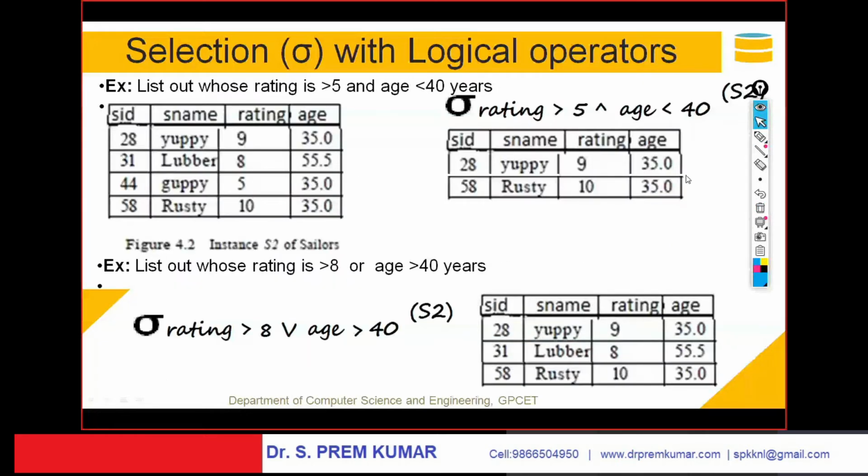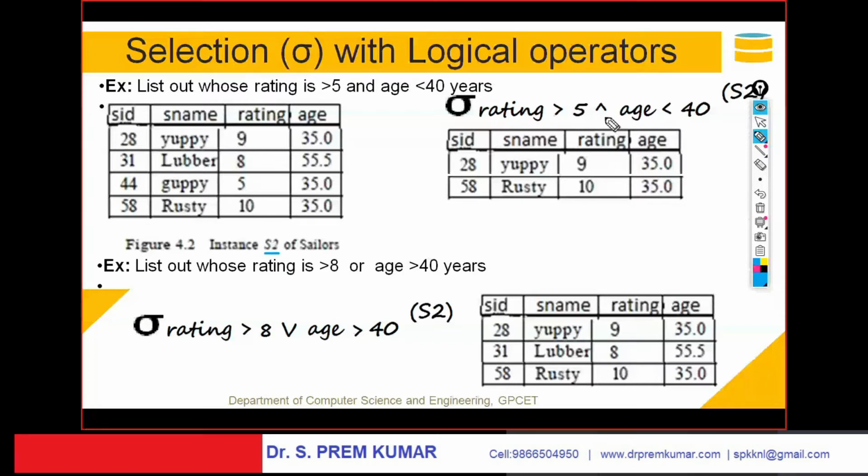Selection with logical operators. We already discussed one example on selection with logical operators. Suppose S2 is a relation. I'm using select rating greater than 5 and age less than 40 from S2. Rating should be greater than 5 and age should be less than 40.